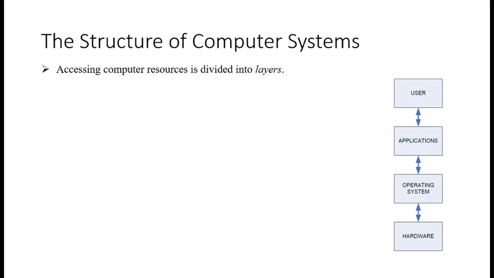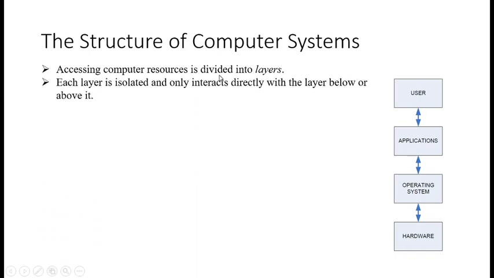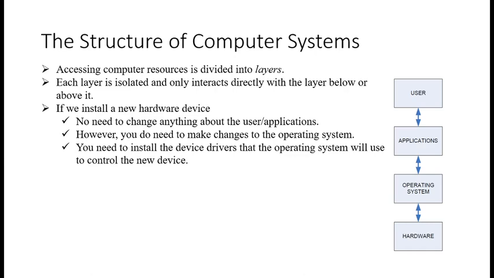See that accessing computer resources is divided into layers. Each layer is isolated and only interacts directly with the layer below or above it. That means there are different layers: user layer, applications layer, operating system layer, hardware layer. Each layer is directly linked just with the one below and above. If we install a new hardware device, then what will happen?